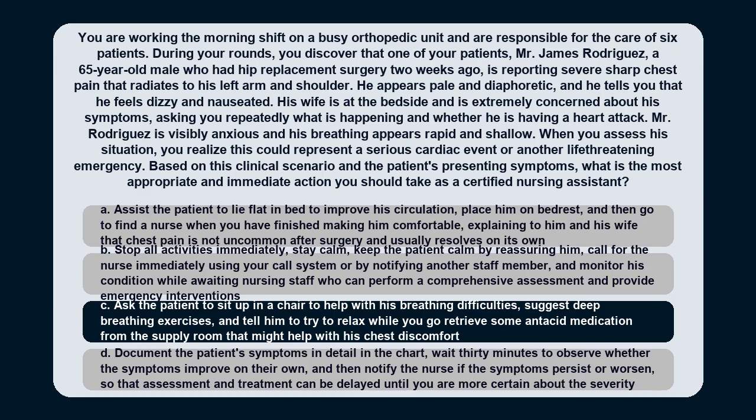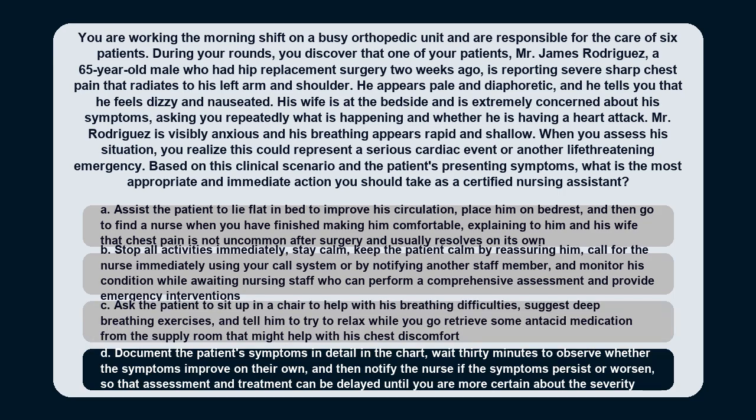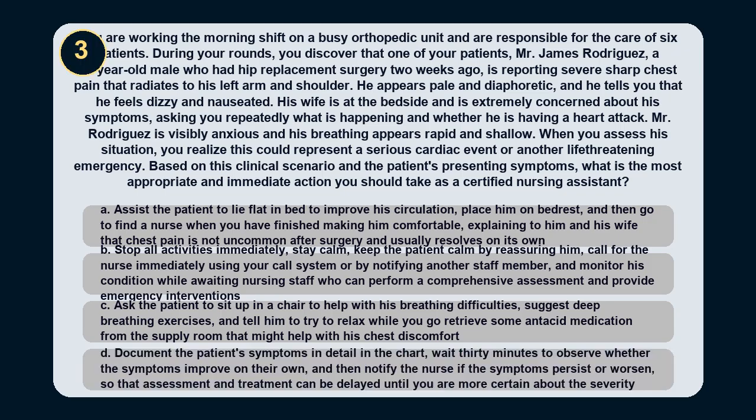Option C. Ask the patient to sit up in a chair to help with his breathing difficulties, suggest deep breathing exercises, and tell him to try to relax while you go retrieve some antacid medication from the supply room that might help with his chest discomfort. Option D. Document the patient's symptoms in detail in the chart. Wait 30 minutes to observe whether the symptoms improve on their own, and then notify the nurse if the symptoms persist or worsen, so that assessment and treatment can be delayed until you are more certain about the severity.